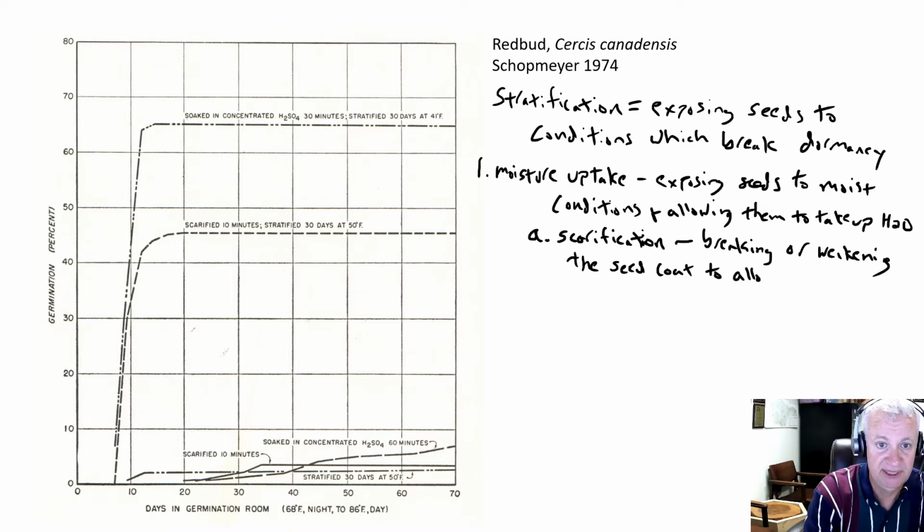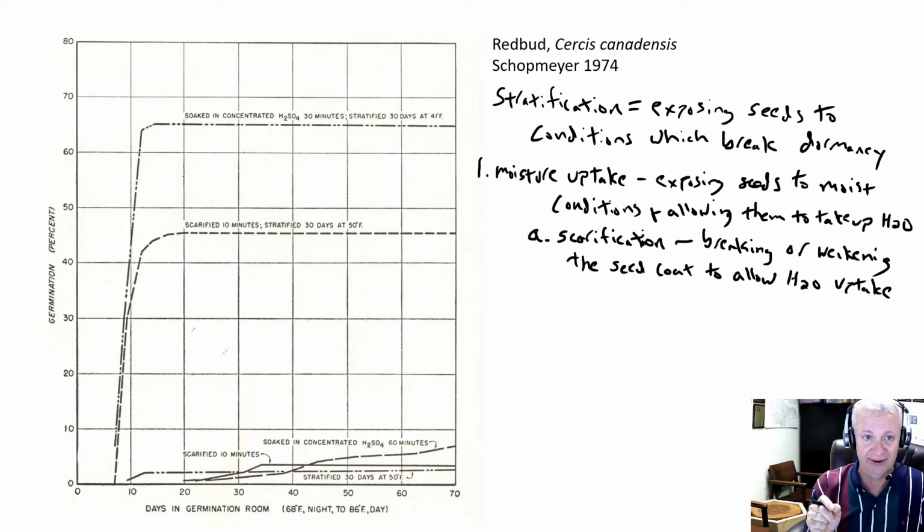So in some species, that moisture uptake can't occur until the seed coat has been broken or thinned out. And that can be done mechanically by tumbling the seeds with an abrasive. Sometimes it's done chemically with acid, and I'll show you a picture of that in a minute. But at any rate, that would be scarification is required.